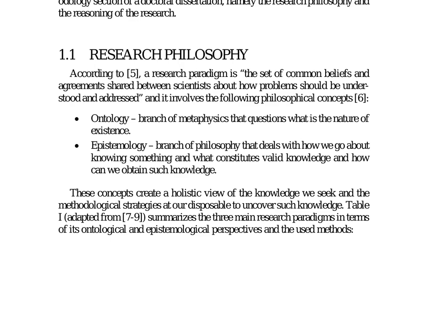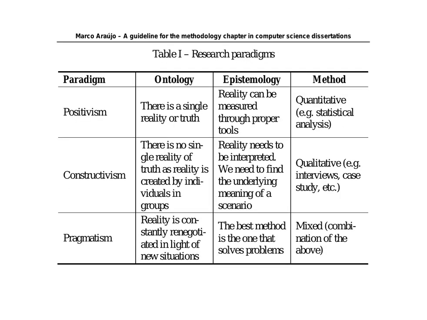Three main research paradigms are identified: positivism, constructivism, and pragmatism. Positivism assumes a single reality or truth that can be measured through proper tools, often employing quantitative methods. Constructivism posits that reality is created by individuals or groups, requiring qualitative methods to interpret reality. Pragmatism views reality as constantly renegotiated in light of new situations, often combining quantitative and qualitative methods.